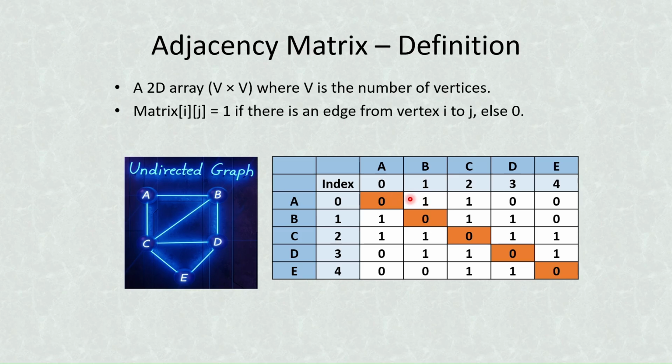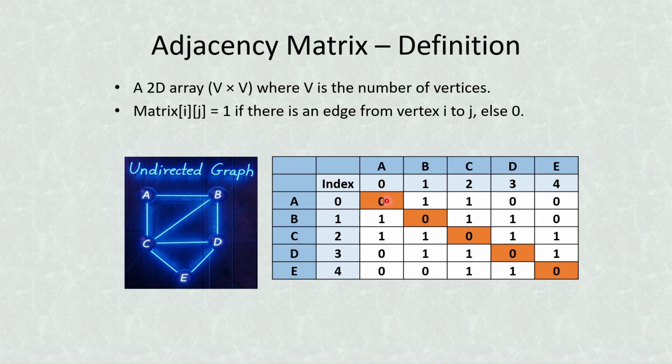But when to put the 1 and when to put the 0? If there is an edge between i and j, then I will put the 1 value. Otherwise, I will put the 0. Consider I just want to make entries for the vertex A. Then I check, is there an edge between A and vertex A? It means it contains a self loop. Then I will put 1, otherwise 0. Right now there is no self loop, so I will put 0 at this location.